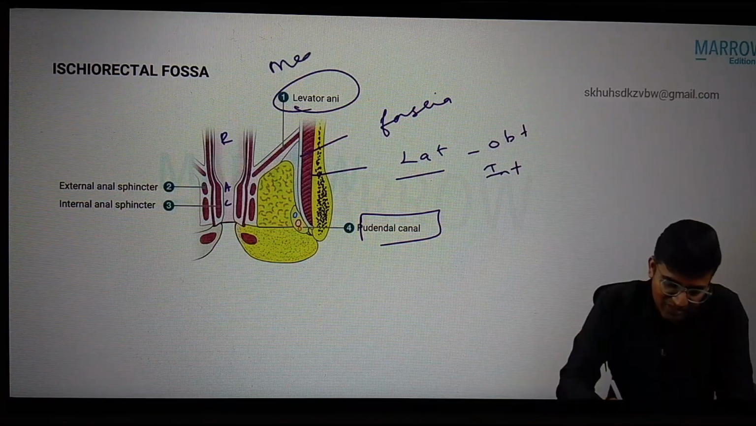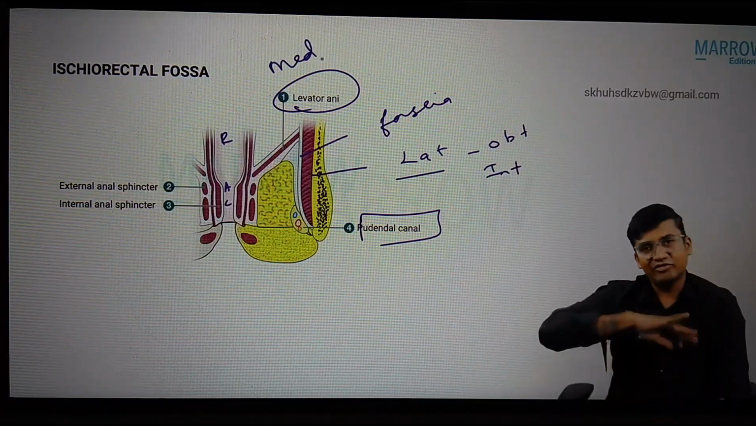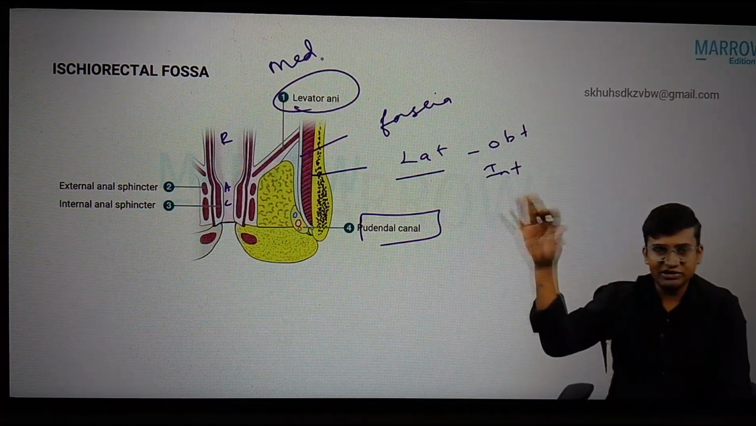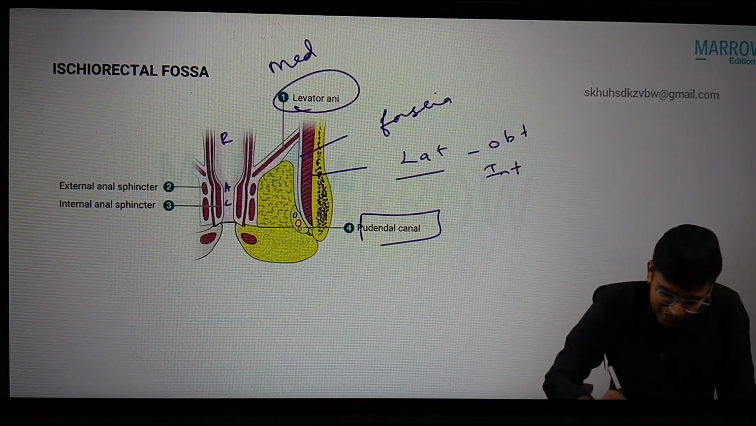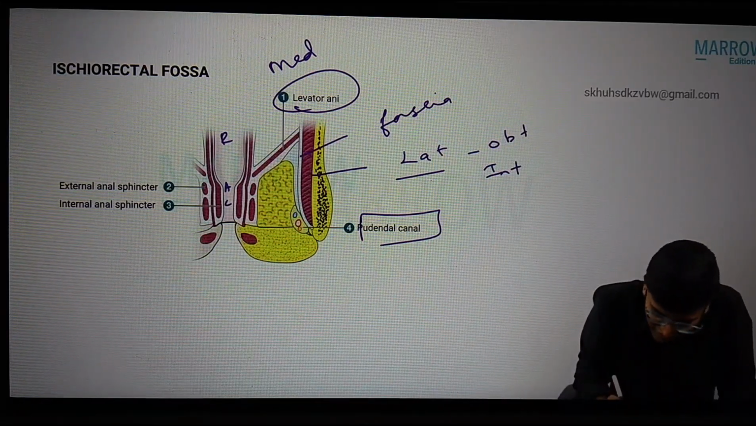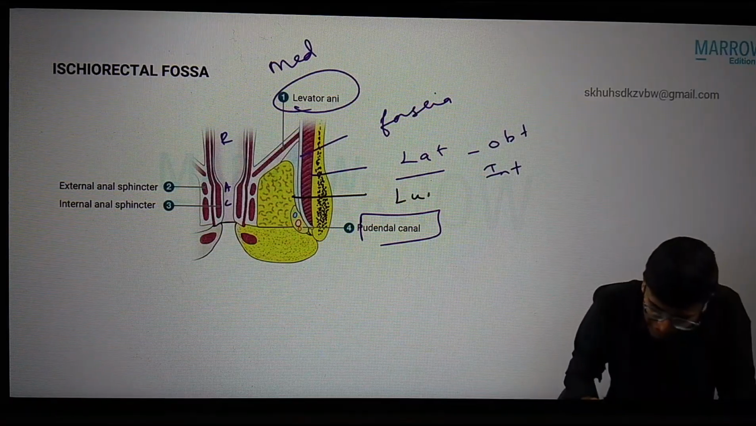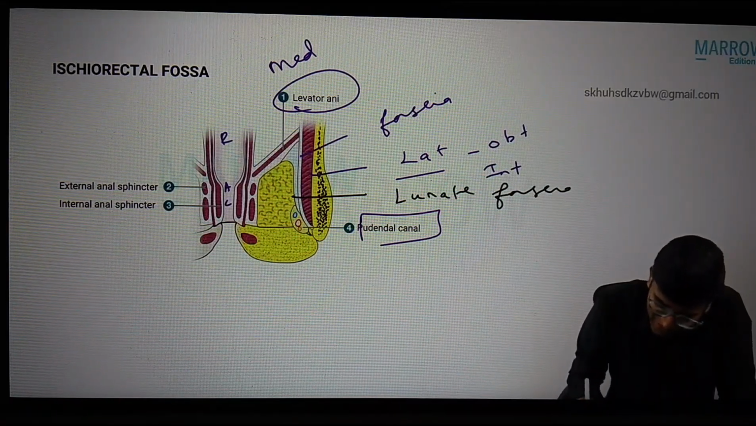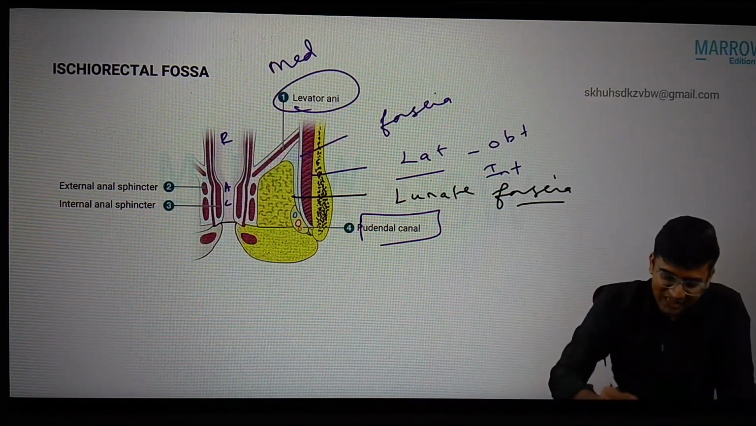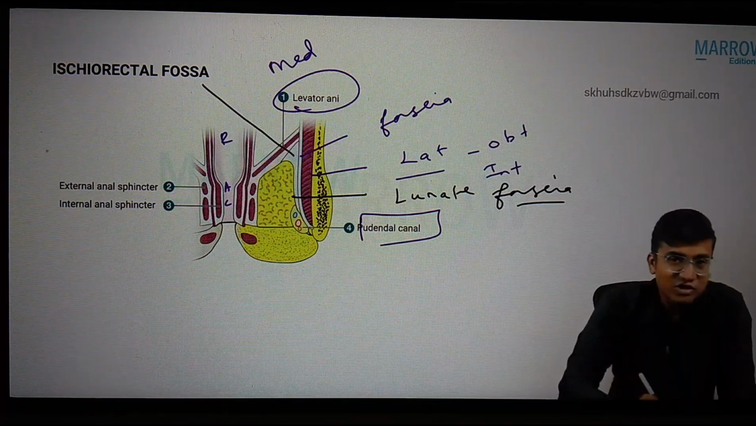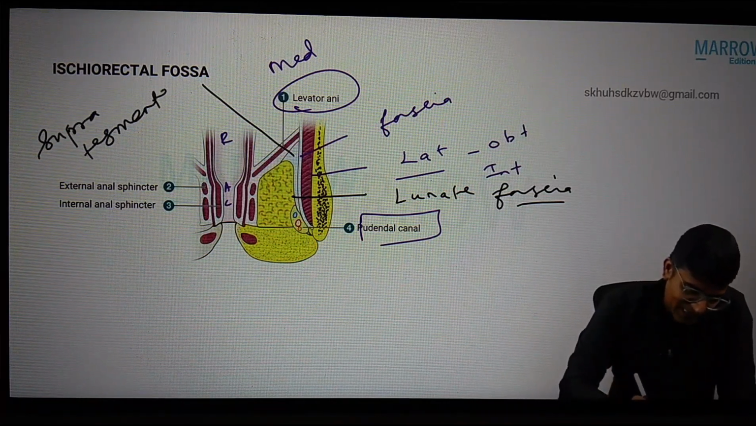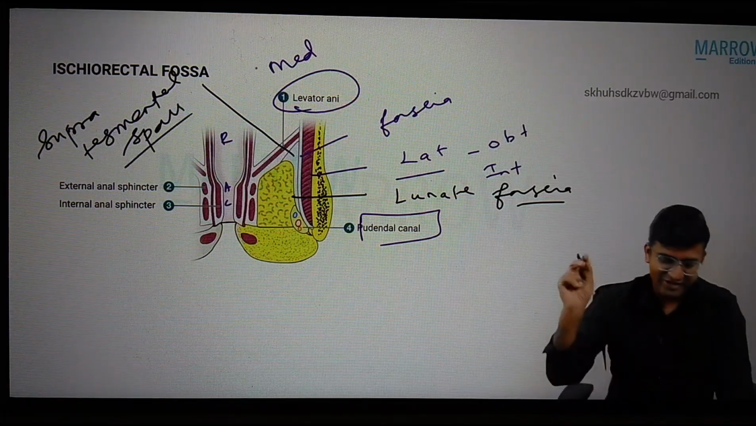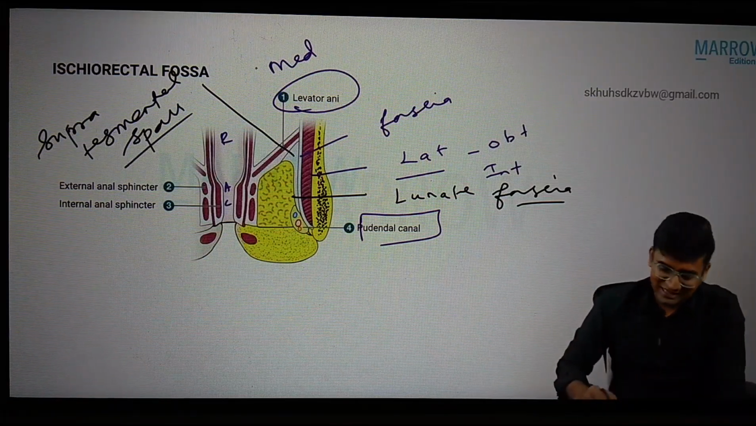Medially, we have only one muscle, the levator ani muscle, and we have fascia above and below, the superior fascia and inferior fascia. Below the inferior fascia, we have one more fascia, and this is our lunate fascia. Above the lunate fascia, we have a space. That space is called the supratentorial space.